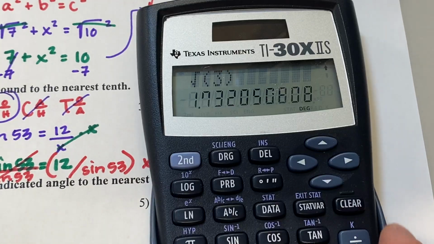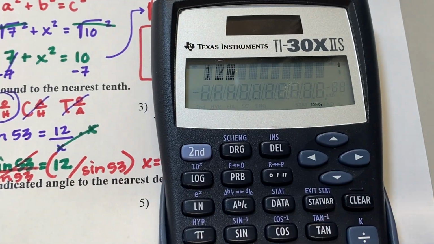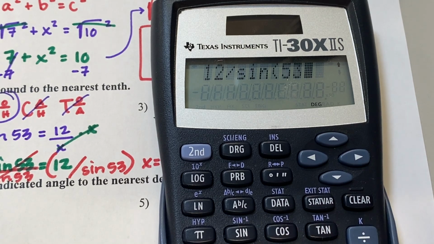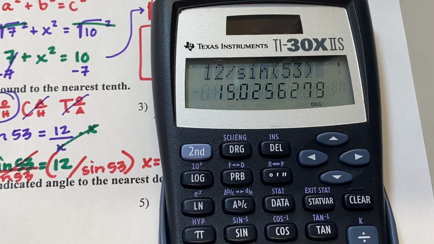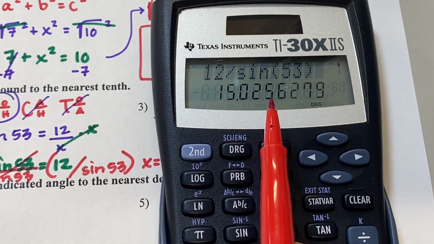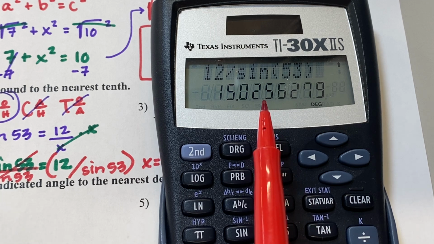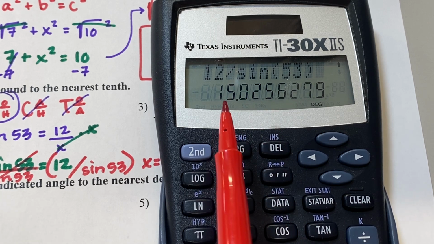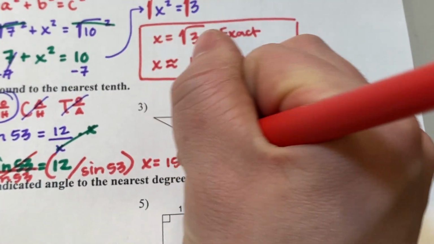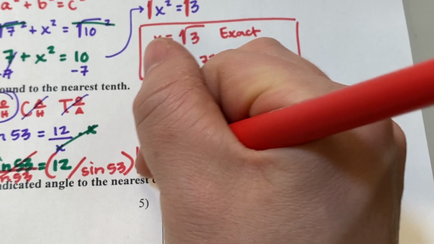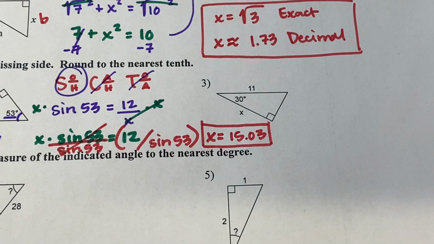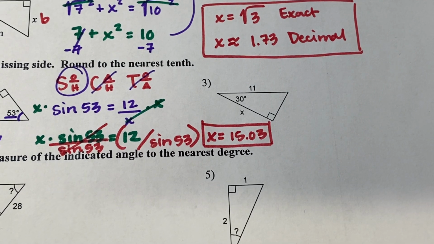In my calculator, I'm going to type 12 divided by sine of 53, close parentheses. Let's go ahead and round it to 2 decimal places. Look at the third decimal place. 5 is going to bump it up, so the final answer is 15.03. And there's our missing side. So that's where we had to use trig.